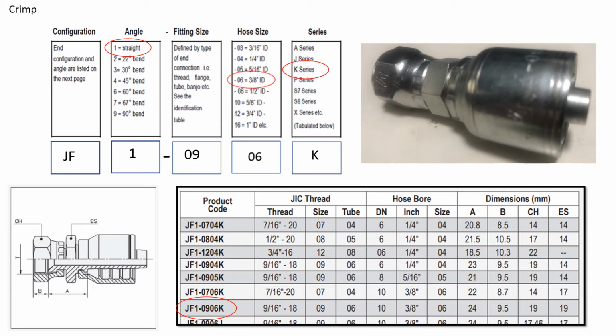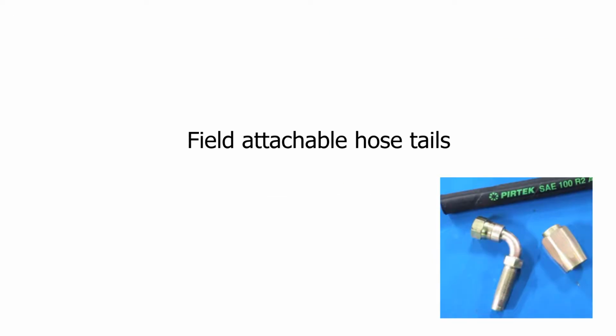Let's now go to the Pertech catalog to confirm my selection. And yes, it's a JF1-0906K. Now let's have a look at the field attachable hose tails. These are sometimes referred to as reusable.